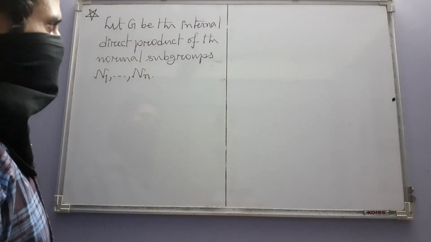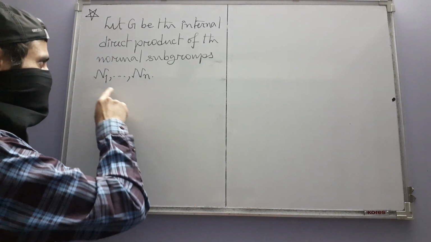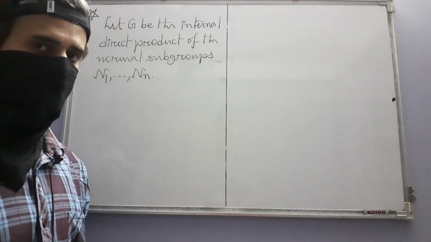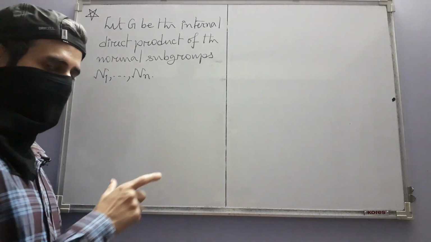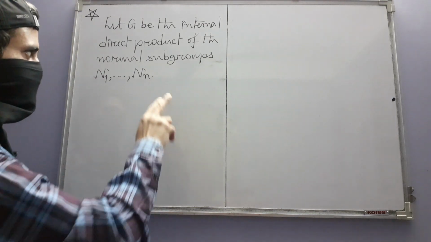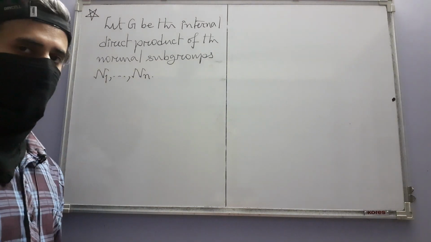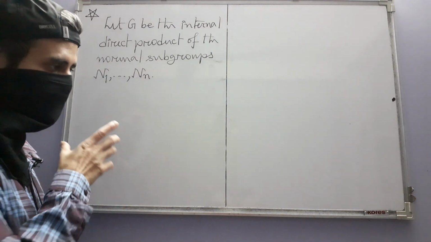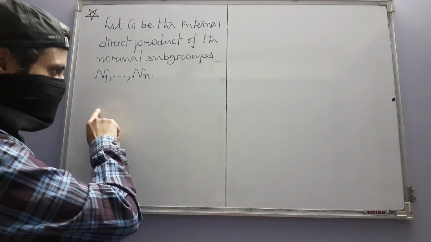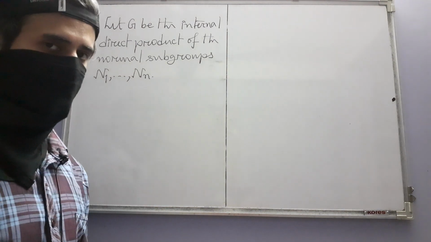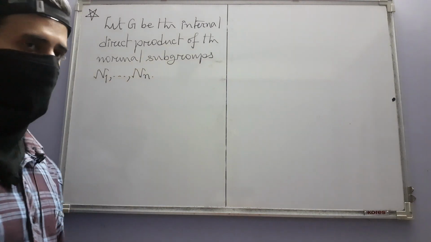We know what it means. It means that every element in G is expressible as a product of elements coming from these Ni's. That is one condition, and the second condition is that any such representation is unique. That means for a given element of G, there exists only a unique choice of elements coming from the Ni's such that their product in that order is equal to G. So existence of such a product and its uniqueness together give us this thing, that G is the internal direct product of these normal subgroups.